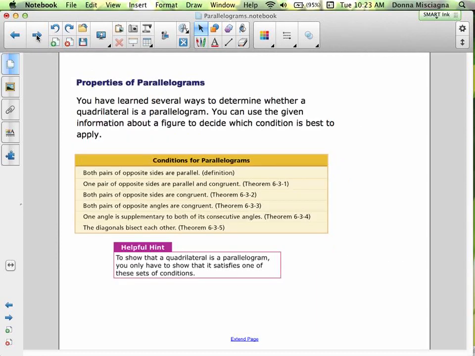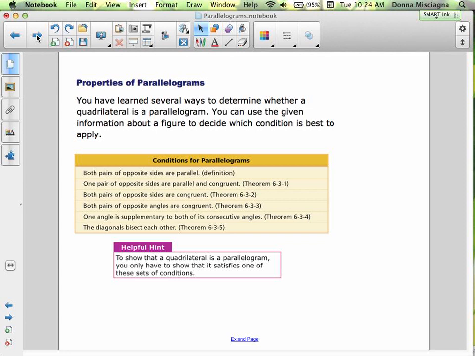All right, so properties of parallelograms. Here are ways that we can determine if a quadrilateral is a parallelogram. A helpful hint at the bottom says, to show that a quadrilateral is a parallelogram, you only have to show that it satisfies one of these sets of conditions. If it's a parallelogram, it will satisfy all of them, but you don't necessarily have enough information to show all of them are true. Just show one of them is true.